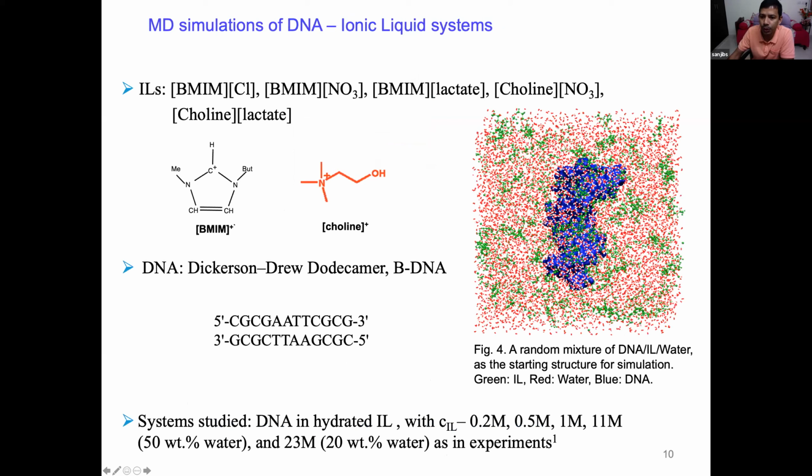So we did the MD simulation where in this box, the blue one is DNA, and DNA is hydrated in water, which is in red. We also added different concentrations of ionic liquids, which are in green. Different IL concentrations we used from dilute 0.2 to 28%, quite high, which is about 23 molar. And we also used different ILs, bemene chloride, bemene nitrate, bemene acetate. We also changed the cation from bemene to choline and so on and so forth.